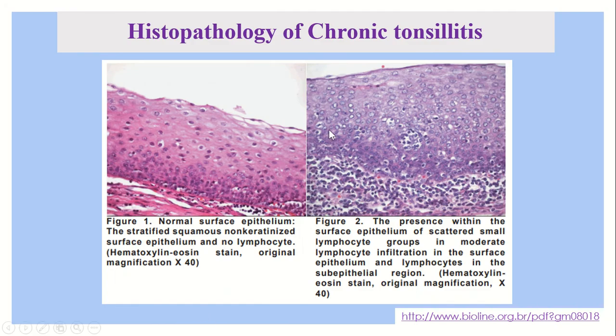This slide illustrates the normal and the pathology of the tonsils during chronic tonsillitis. In the normal surface epithelium, we see stratified squamous non-keratinized surface epithelium and no lymphocytes. But here in the surface epithelium, we see scattered small lymphocyte groups, moderate lymphocyte infiltration in the surface epithelium, and lymphocytes in the subepithelial region.